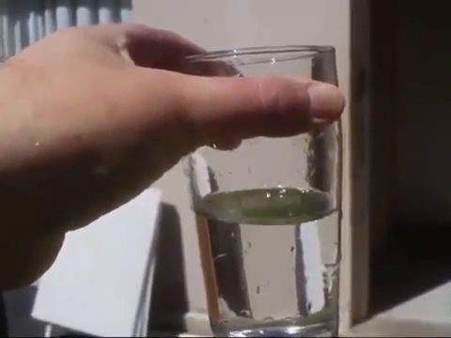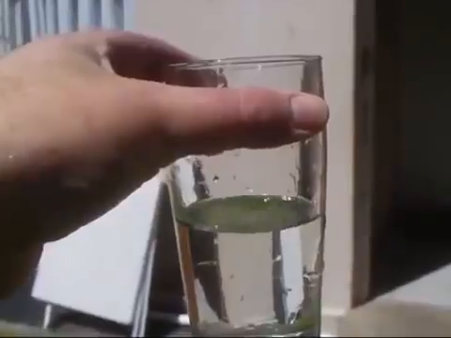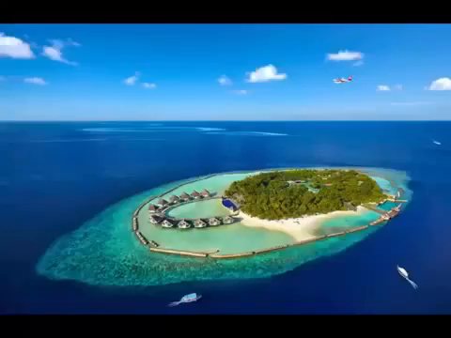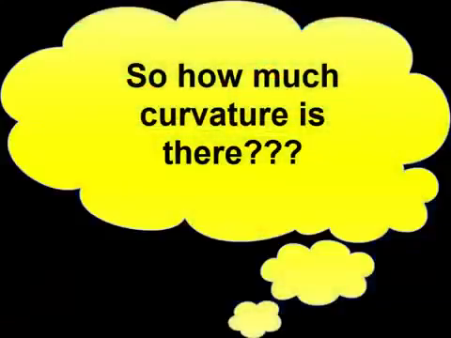Now, whether you like it or not, if water is in a pipe, or in a lake, or in an ocean, water is always level. The earth is flat. Come to terms with it. Time is up. So how much curvature is there? And how can we calculate the curvature?